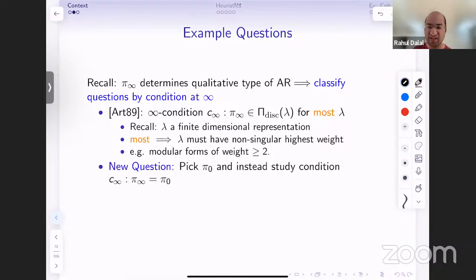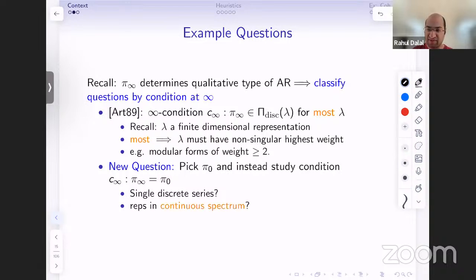So a new question is, maybe we might want to pick an arbitrary pi naught, and study the condition that the infinite component is exactly equal to that pi naught that we picked. This is a slightly different condition. It's almost the same because the L-packets are kind of small. So for pi naught discrete series, this is basically the same problem as in Arthur '89. There's an extra step you have to do, but it's been worked out. So yes, we can look at a single discrete series instead of an L-packet.